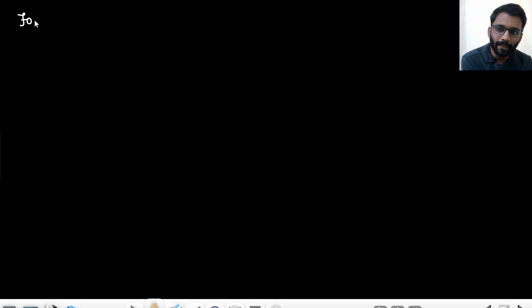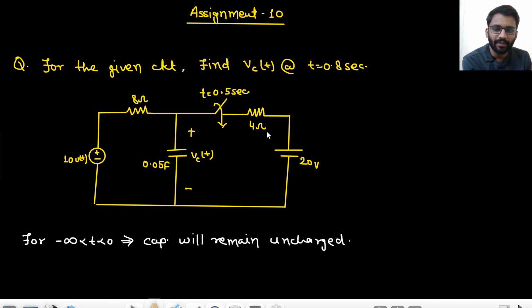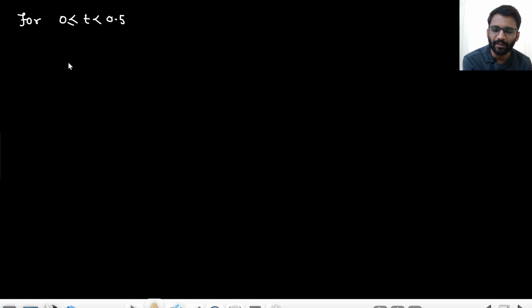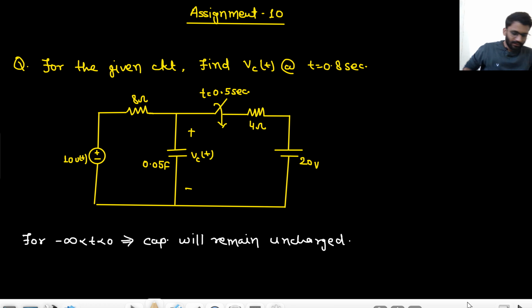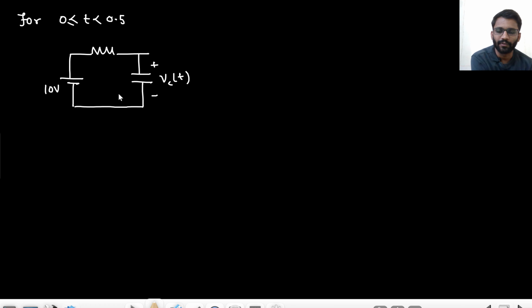For 0 to 0.5, what is happening? This 10 volt will come into action, this 20 volt will not come into action. So only 10 volt will come into action. So this is a 10 volt battery and a resistance R, and we have a capacitor, right? This is our VC(t). What is the value of resistance R? The resistance R is 8 ohm and the capacitance is 0.05 farad.